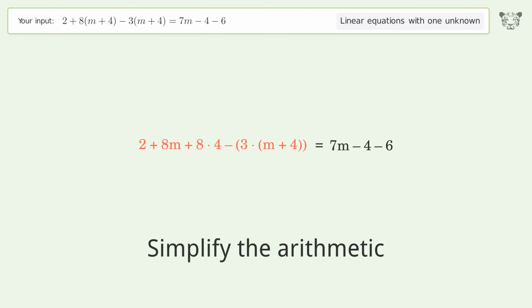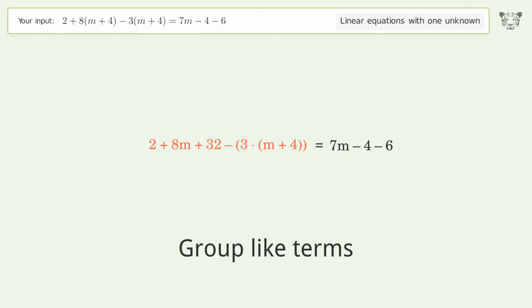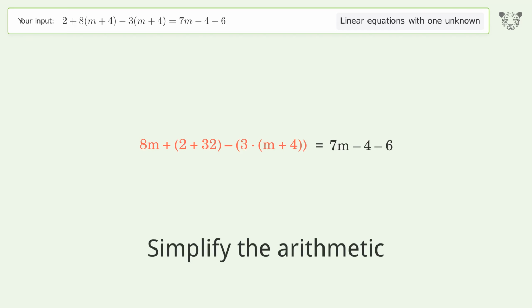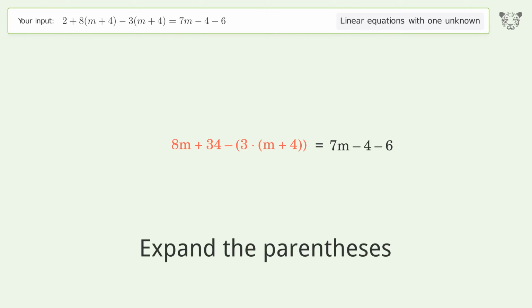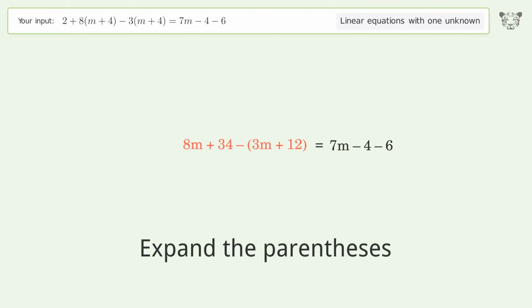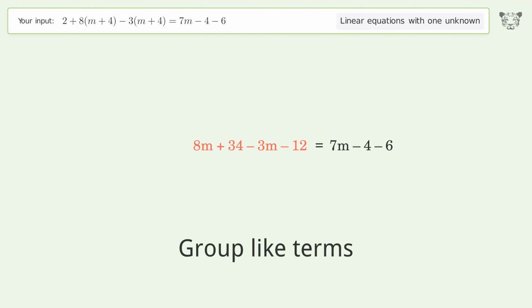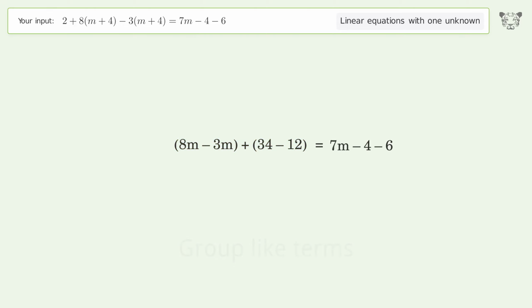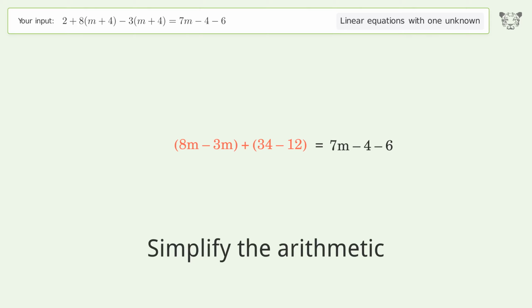Simplify the arithmetic. Group like terms. Simplify the arithmetic. Expand the parentheses. Simplify the arithmetic. Expand the parentheses. Group like terms. Simplify the arithmetic.